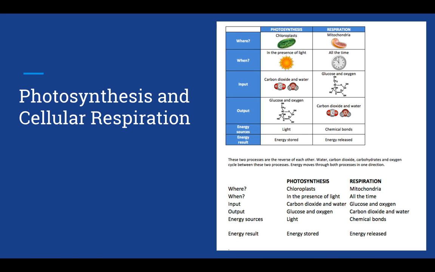This is a great little summary chart. Where it occurs, when it happens, what it needs to go in, what it needs to go out, source of energy. So in photosynthesis, the energy comes from the light. In respiration, it comes from the chemical bonds of glucose. Okay, so definitely take a look at that.